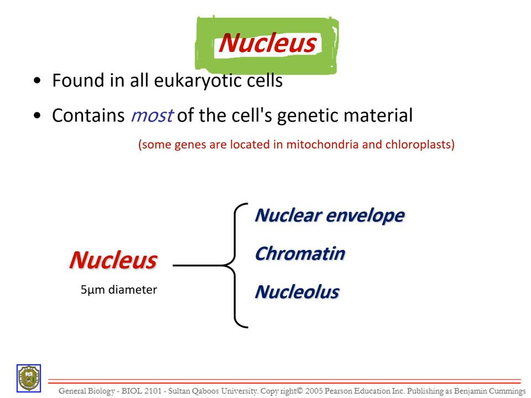Nucleuses, of course, we already know that they are found in all eukaryotic cells. It contains most of the genetic material. Why? Because some genes are located in the mitochondria and the chloroplast.